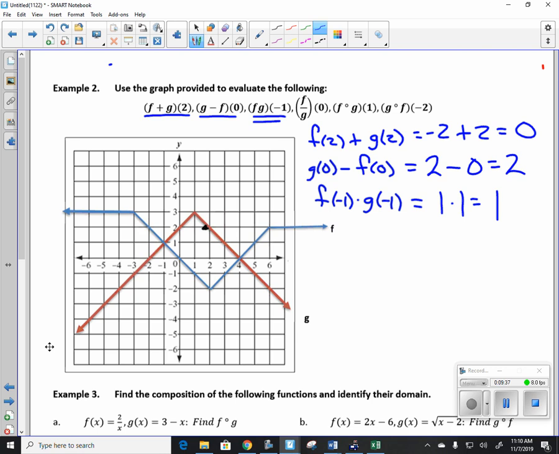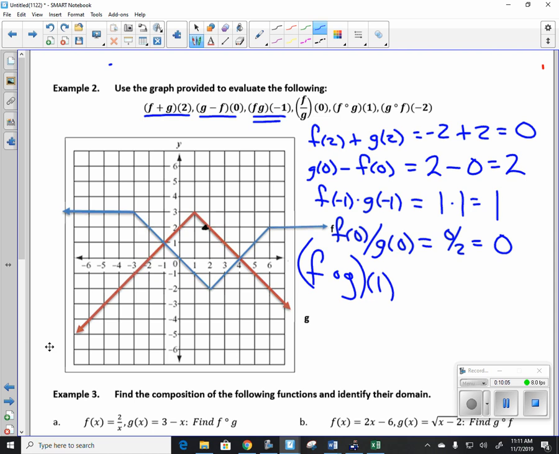F divided by g of 0. I do f of 0 divided by g of 0. What is f of 0? 0. And what is g of 0? 2. 0's on the top. That's okay. I get 0. Notice how it changes for this. We have f composed of g of 1.